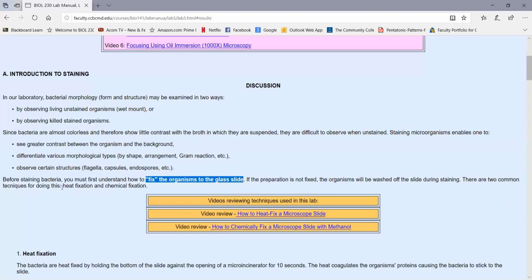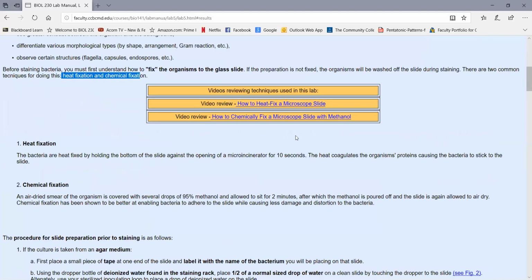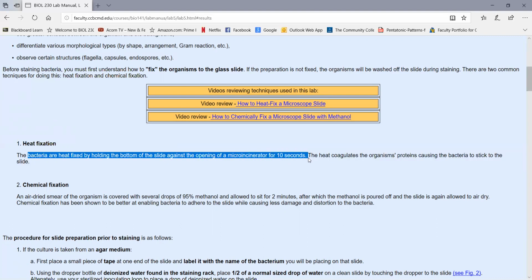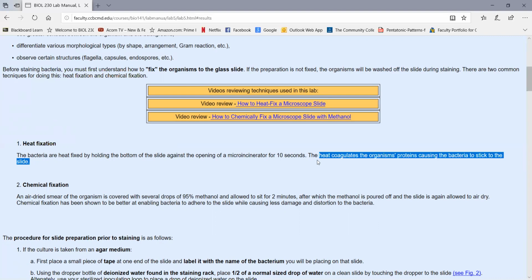And we can either use heat fixation or chemical fixation. And again, we have a video on both of those. Now, what we're going to be using is heat fixation because it's a little faster to use. And we do have limited times in our hour and 20-minute labs. So we heat fix them by holding the bottom of the microscope slide against the opening of your Bacto incinerator for 10 seconds. The heat in turn coagulates the proteins in the bacteria, causing them to stick to the microscope slide so they're not washed off.